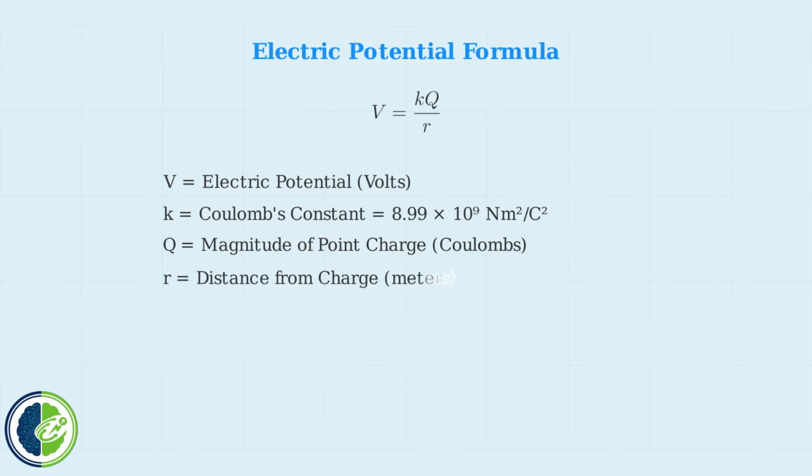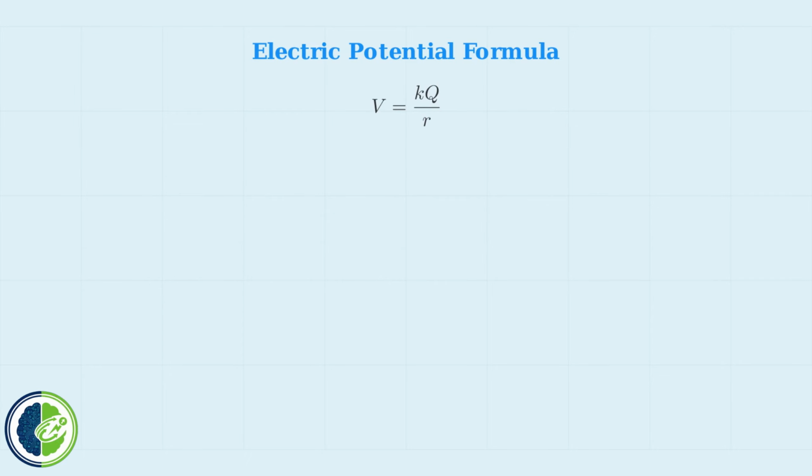V represents the electric potential measured in volts. The constant k is Coulomb's constant, approximately 8.99 times 10 to the 9th power newton meters squared per coulomb squared. Q is the magnitude of the point charge in coulombs, and r is the distance from the charge in meters. An important aspect of this formula is the sign convention. The potential will be positive for positive charges and negative for negative charges.